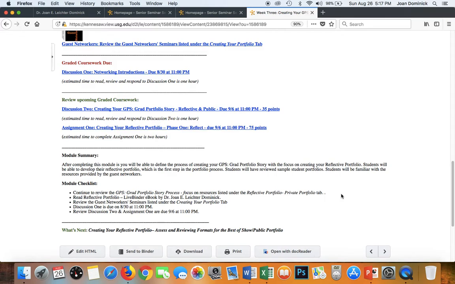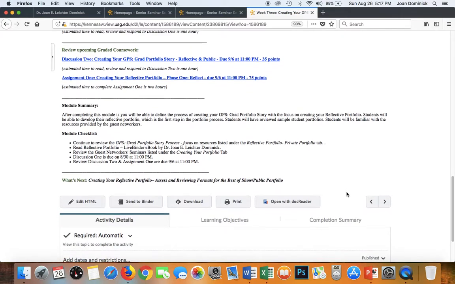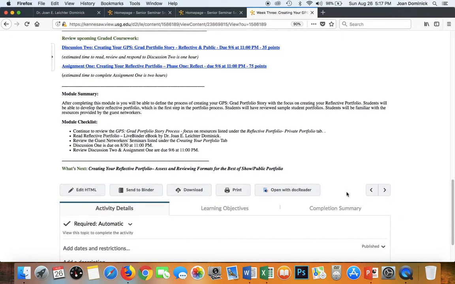Now, for these, I want to let you know in every assignment, I also include obviously the rubric, but also a video with instructions for each one. And for the discussion 2, there's a rubric within each of those as well. Okay, module summary. After completing this module, you'll be able to define the process of creating your GPS grad portfolio story with the focus on the reflective portfolio. Students will be able to develop their reflective portfolio, which is the first step in the portfolio process.